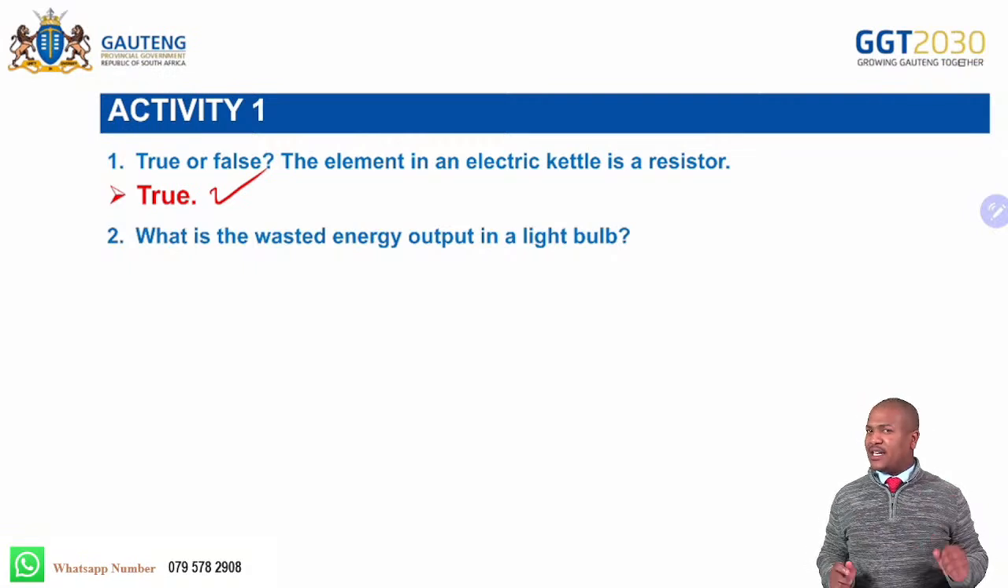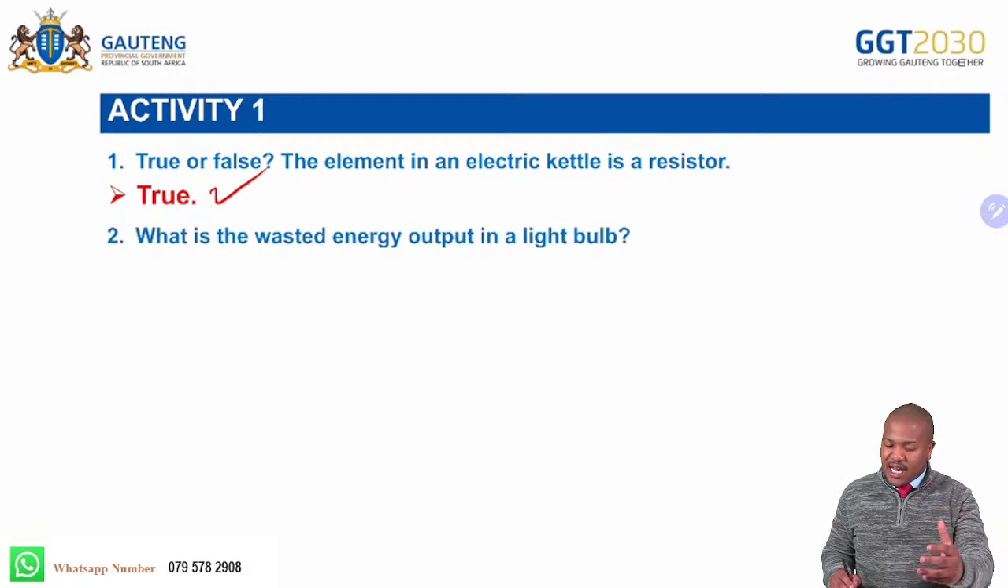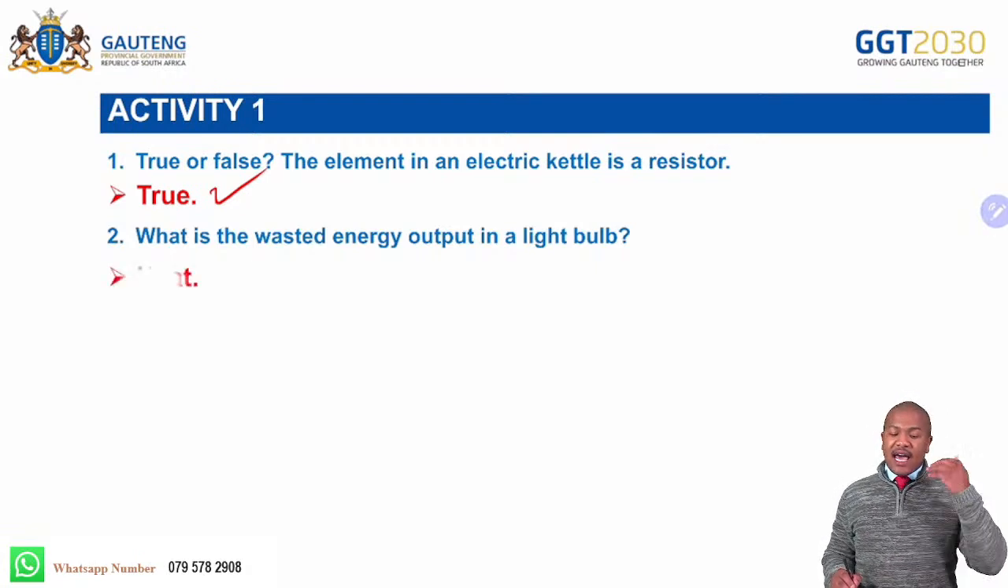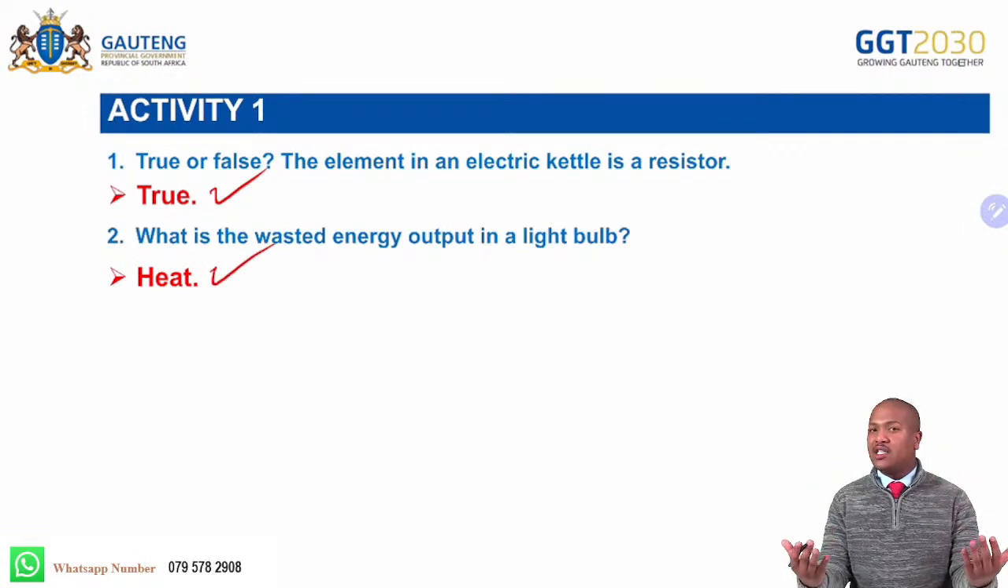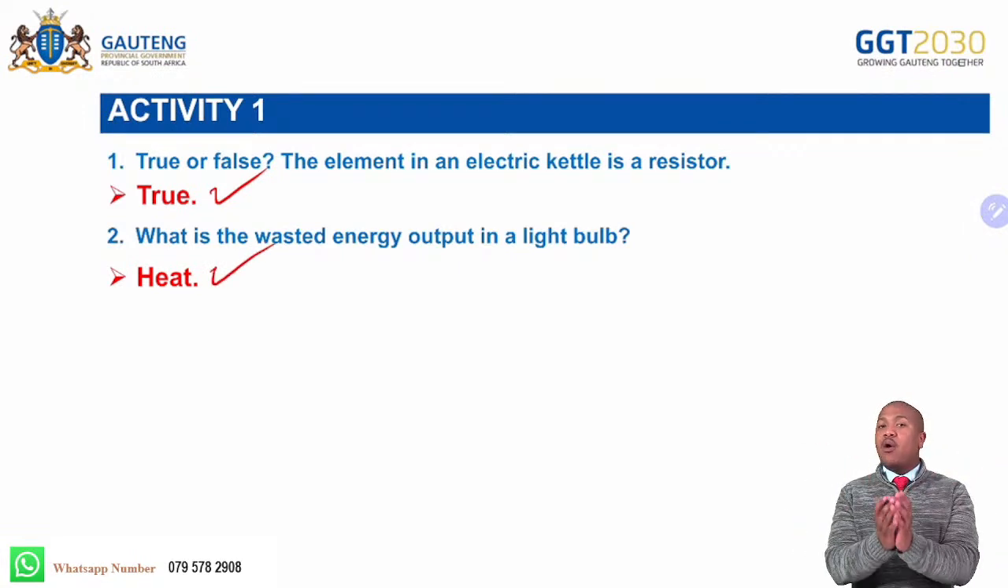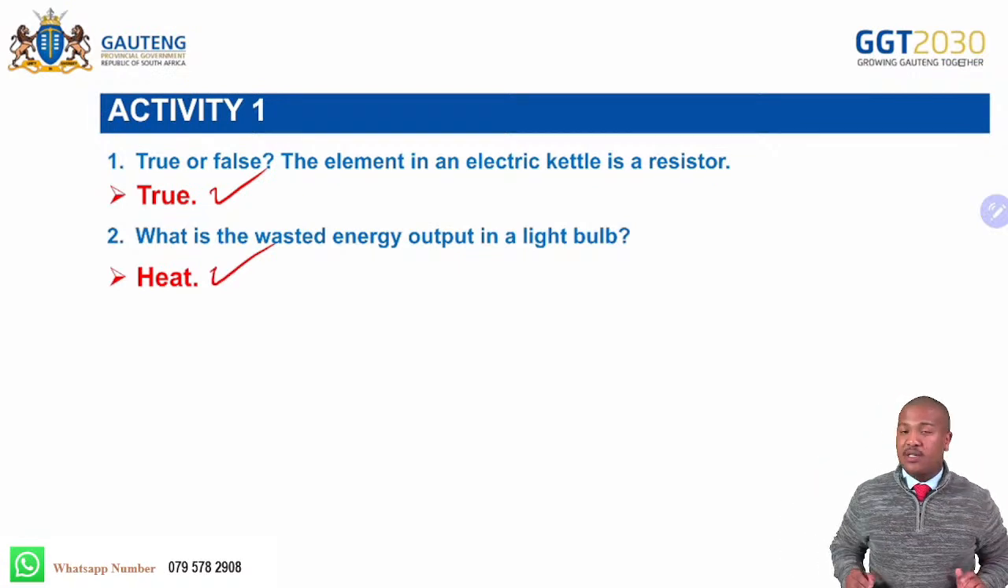That one can be tricky, right? But before we go to this activity, I explained it to you. And the wasted energy output is what? It is heat, right? As I said, from a light bulb we're not looking for heat. We're looking for light. But now, heat is also a byproduct, right? Of what? Of the process.